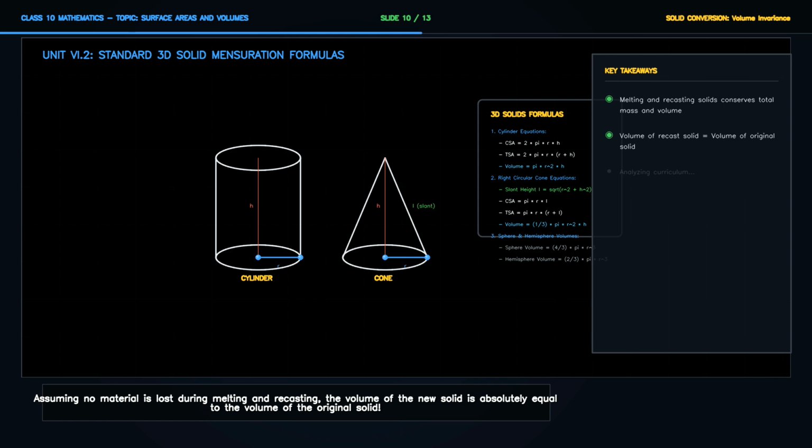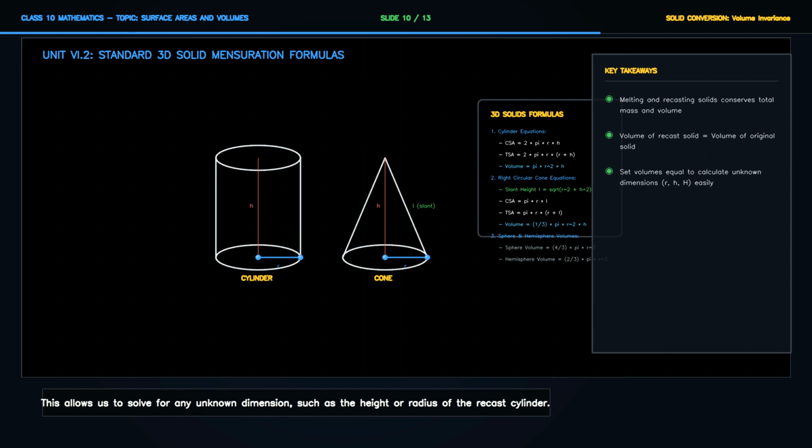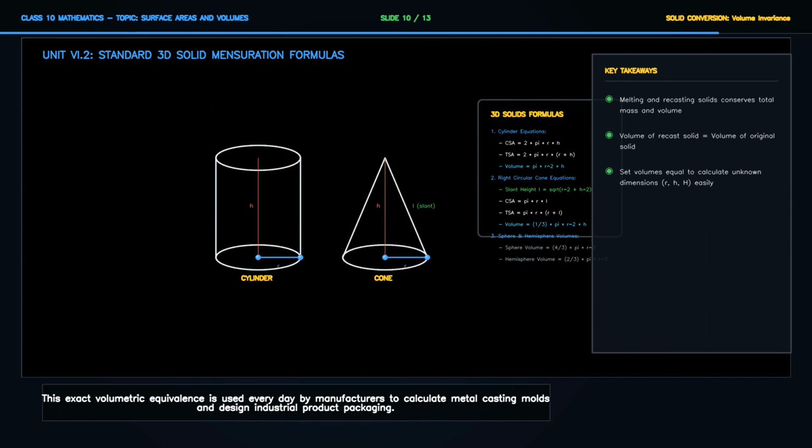For example, if we melt a solid metallic sphere of radius r and recast it into a cylinder of radius r and height h, we write the equation: volume of cylinder equals volume of sphere. This allows us to solve for any unknown dimension, such as the height or radius of the recast cylinder. This exact volumetric equivalence is used every day by manufacturers to calculate metal casting molds and design industrial product packaging.